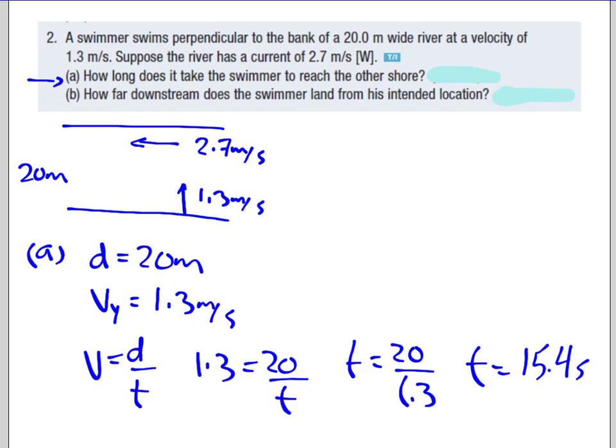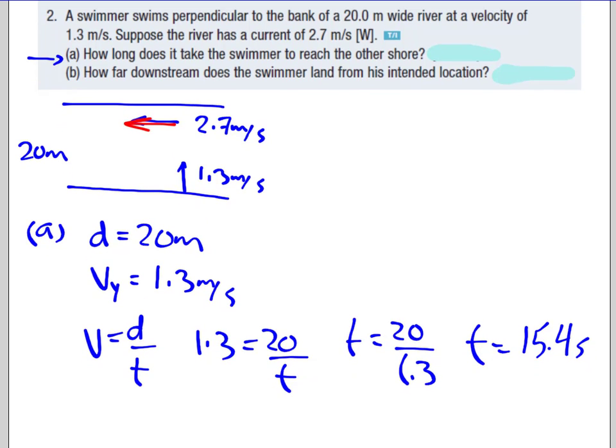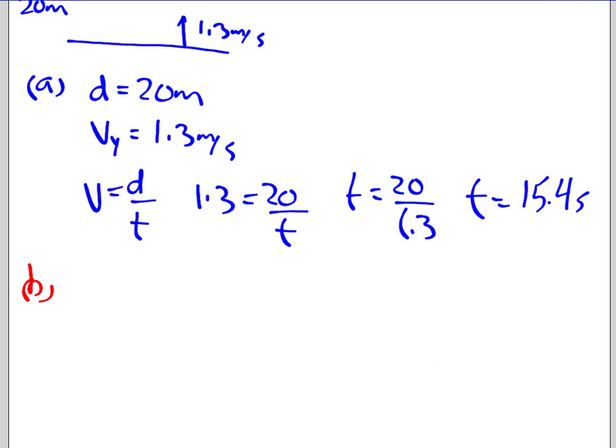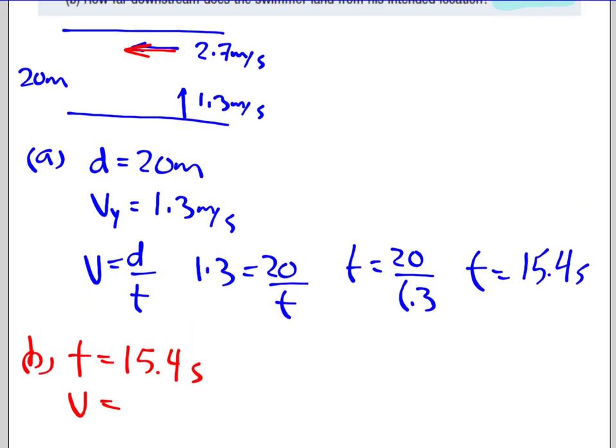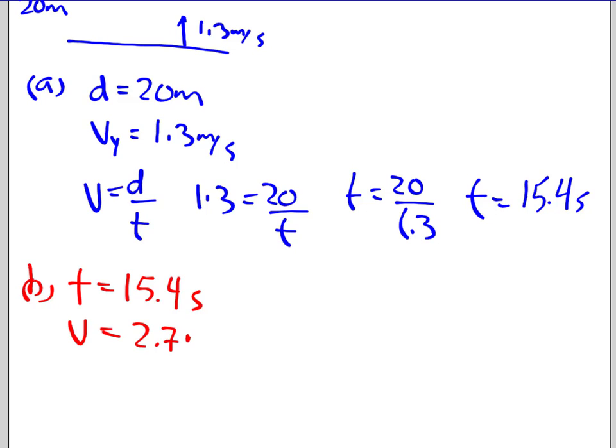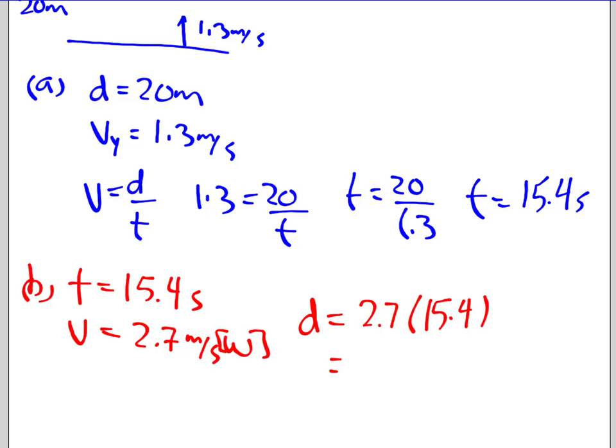How far downstream does the swimmer land? Well, if we are in the water for 15.4 seconds, this vector here, that's the current, is going to wash us downstream. So we have a time of 15.4 seconds, a velocity of 2.7 meters per second to the west. So our distance would be those two multiplied together. So we would be 2.7 times 15.4 for 41.6 meters to the west.